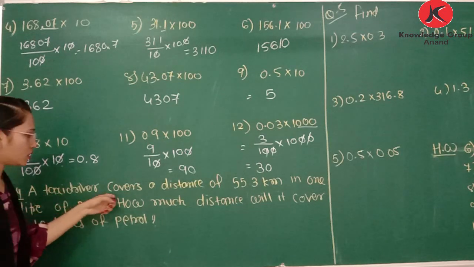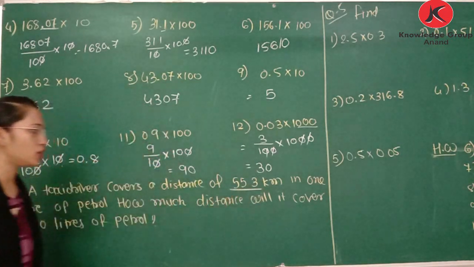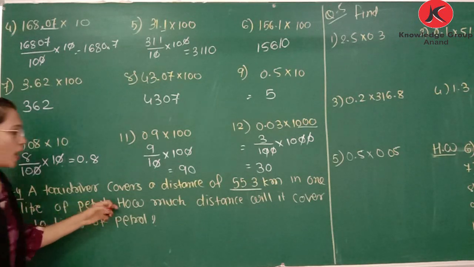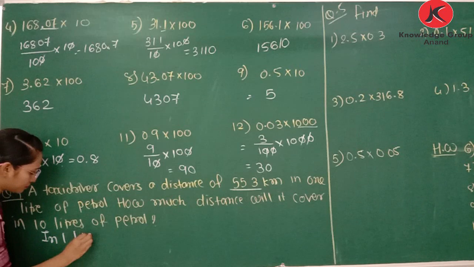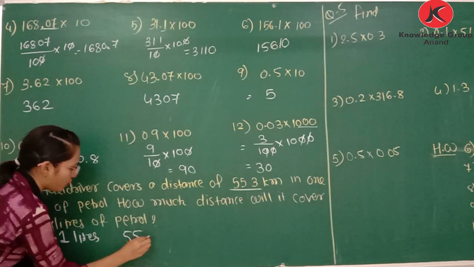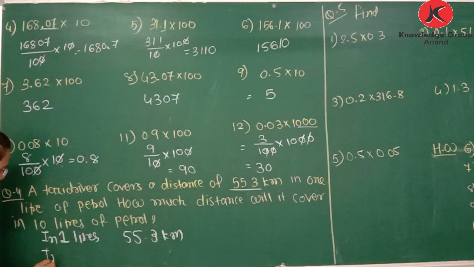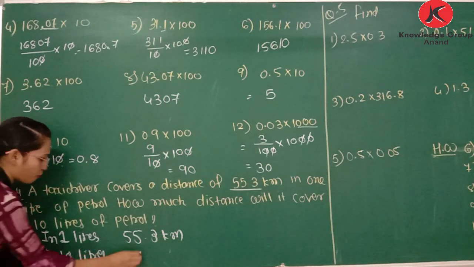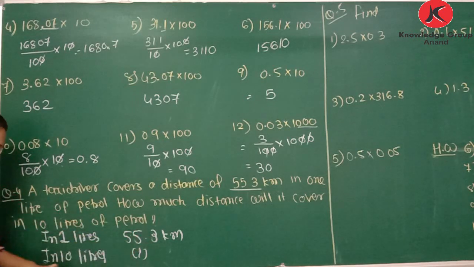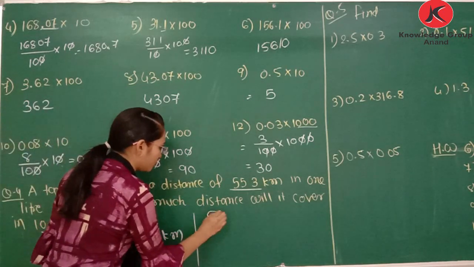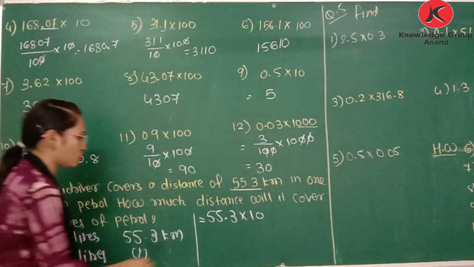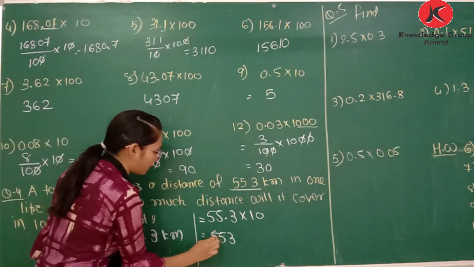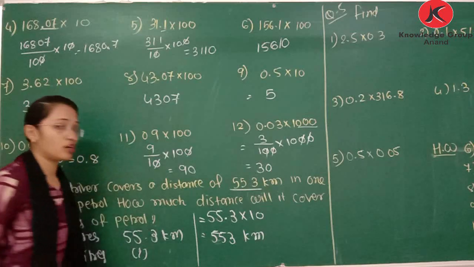A taxi driver covers a distance of 55.3 km in 1 liter of petrol. How much distance will it cover in 10 liters? So we can write in 1 liter, 55.3 kilometers. So in 10 liters, how much distance? Cross multiplication, 55.3 is multiplied with 10. So you can write, now 10 in the multiplication means move one step to the right. So it is 553 kilometers in 10 liters.